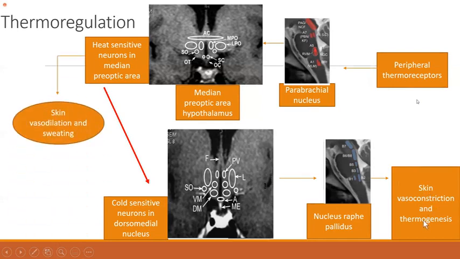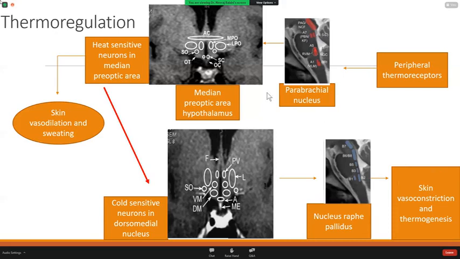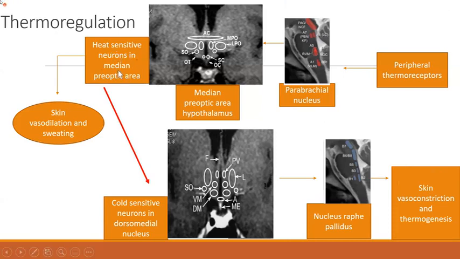While if we feel hot, if the temperature is hot and humid, the heat sensitive neurons in the median preoptic area, through sympathetic fibers, cause skin vasodilation and sweating.